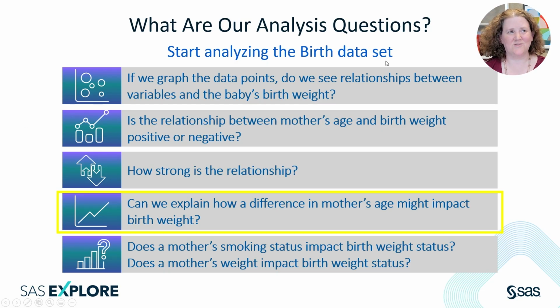Let's return to the list of questions that we have about the birth dataset. We've done an exploratory data analysis looking at graphical relationships between different predictors and the baby's birth weight, and now we want to formalize those relationships using a linear regression model. One of the questions that we could ask in a linear regression model, for example, is can we explain how a difference in mother's age might impact birth weight? Or similarly, can we explain how a difference in mother's pre-pregnancy weight might impact birth weight?